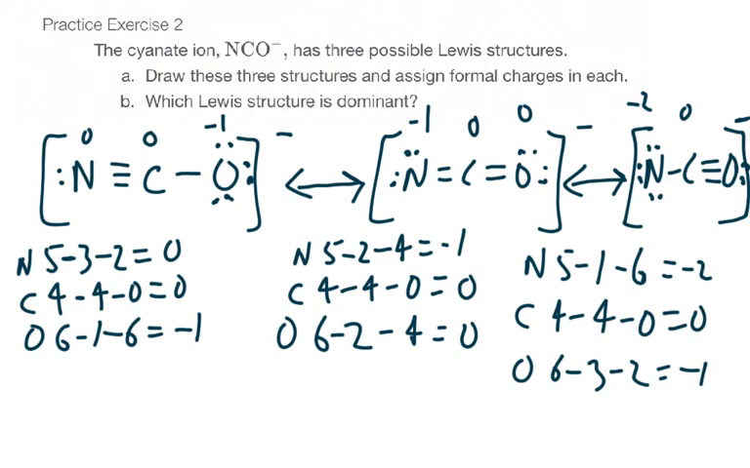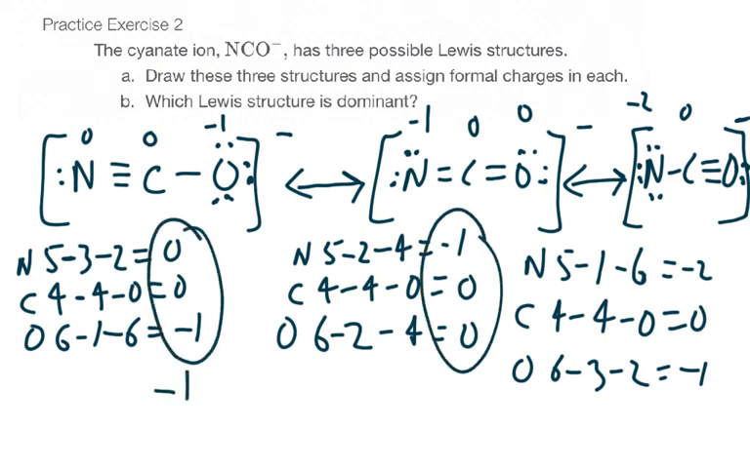You'll notice that the net charge is -1. When you add that up, this is -1. And -2 plus 0 is -2, and -1 would be -1. They all match the charge of the cyanate ion. They're all -1. Now let's analyze the structures. Okay, let's put a -1 here for the oxygen.